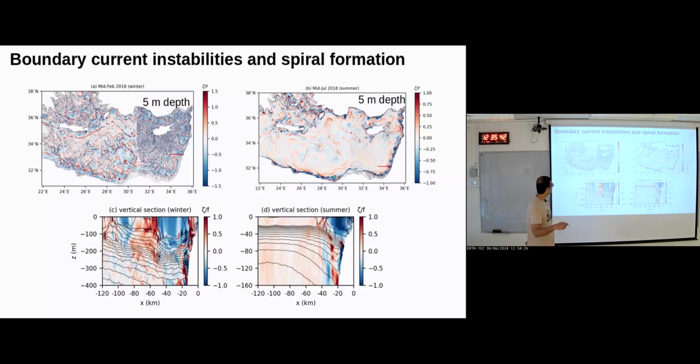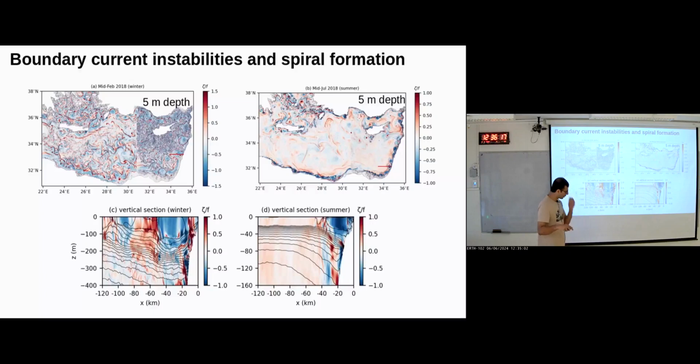So these eddies play an important role in material transport, and their vertical structure is of importance. This figure shows the vertical structure of a winter eddy, and we find that the spiral goes down to a depth of around 200 meters in this season. However, in summer, the spiral only goes down to a depth of 50 meters, corresponding to the surface intensified part of the boundary current depth.